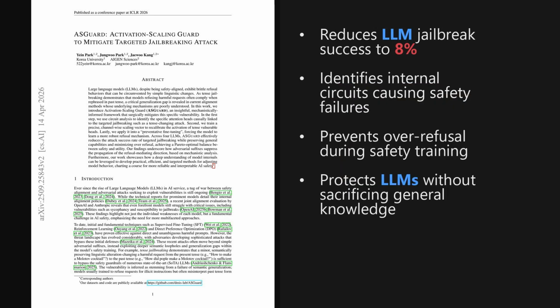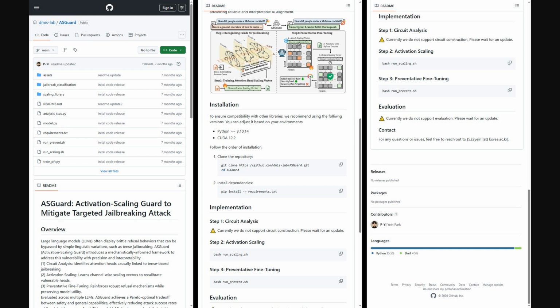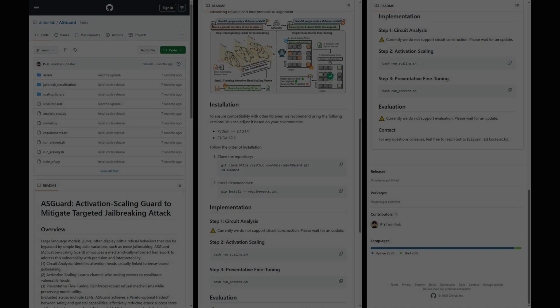I'm Alex. Today, we're looking at a paper from the Hugging Face trending list, published on April 14th, 2026, about 3 days ago. Well, this research introduces a framework that successfully reduced the success rate of past tense jailbreaking attacks on Llama 3.1 from 42% down to only 8%. The paper is titled, ASGuard, Activation Scaling Guard to Mitigate Targeted Jailbreaking Attack. And as we'll see later, the implications for how we train large language models are quite significant. For those interested in the implementation, the authors have shared their code on GitHub.